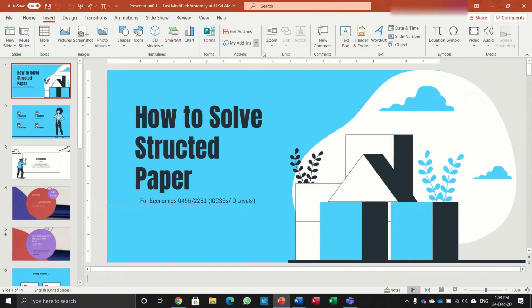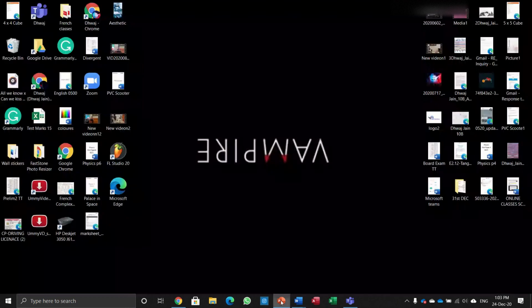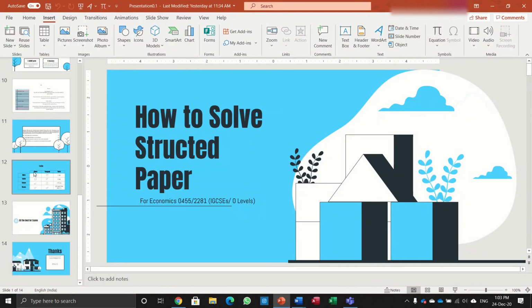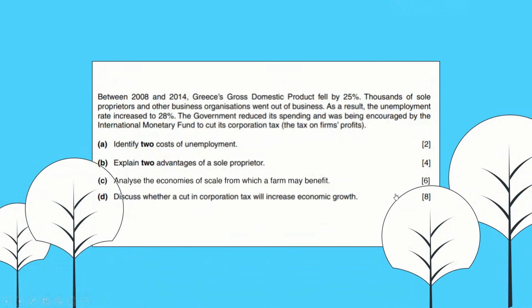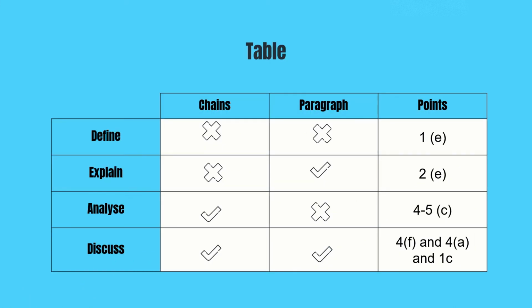Let's complete our video. We are done with this question and all of the 4 questions, and I've told you how to answer each and every question. This is the table that summarizes everything. E means elaborate, C means make chains, F means for, A means against, and C without brackets means conclusion. Just take a screenshot or something like that.